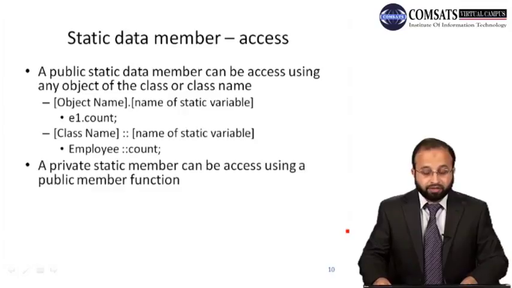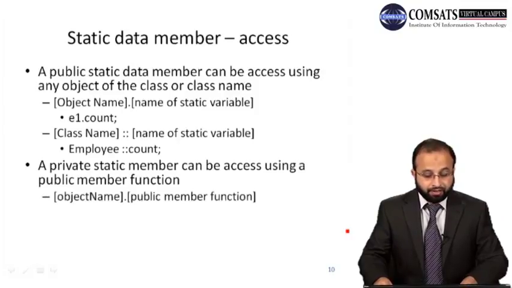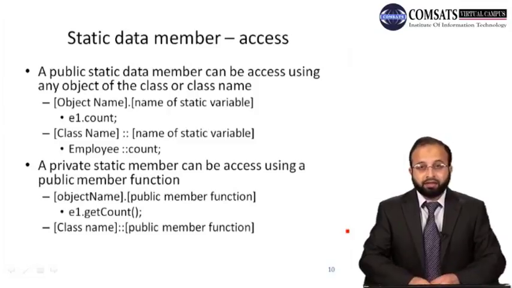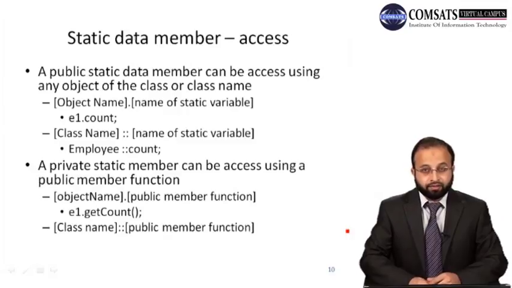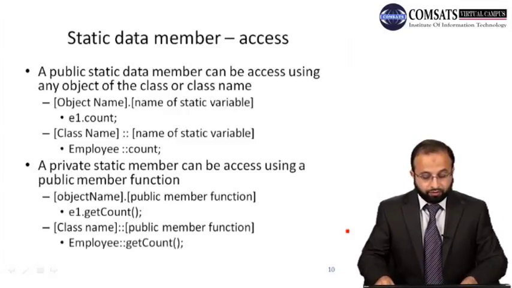Now if a static data member is private, it can be accessed using a public member function. For that you use object name dot public member function name, that is e1 dot get count. So get count is a public function that returns the value of the count. So you can use the name of the object with that function, or you can use the class name and then the scope resolution operator and then the public function, right? For example, Employee::getCount, right?